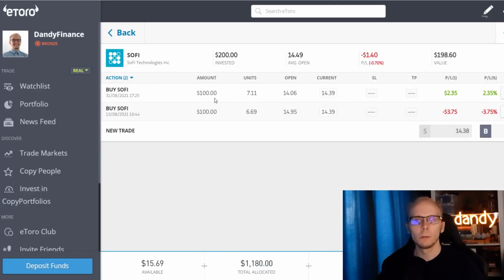As mentioned already, on the 31st of August, I added $100 more into the name. That got me 7.11 of a share at $14.06 per share. So at the current price of $14.41, we have a profit of $2.49 on this trade. Overall, this position is down a bit, 0.56%, and that makes the value of it $198.88. But I'm confident in holding, and with a recent crossover in the MACD lines, hopefully the price will keep on increasing in the coming week.